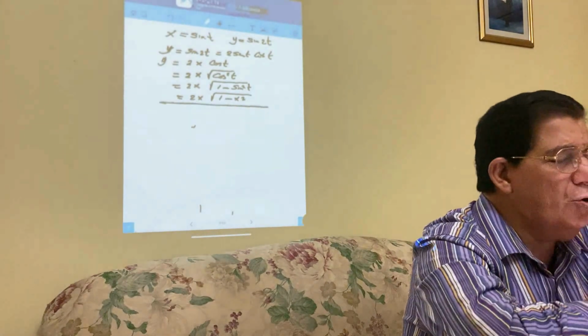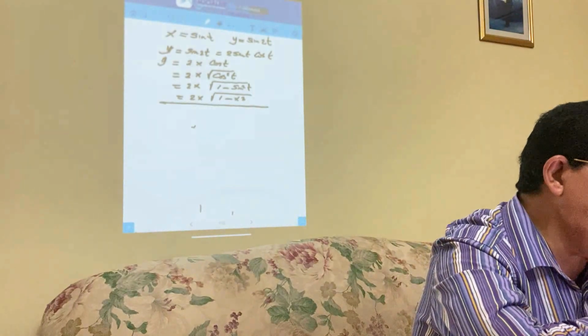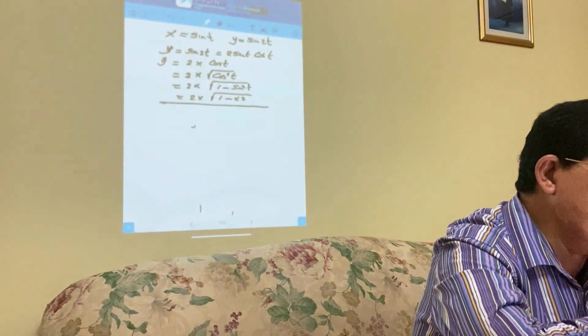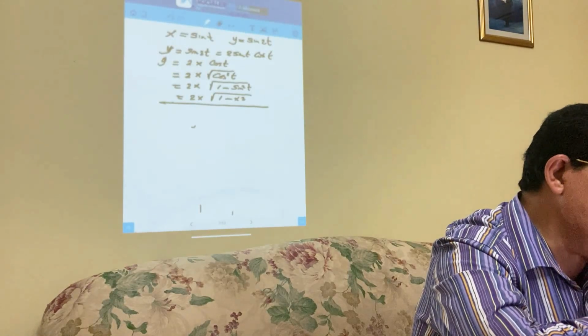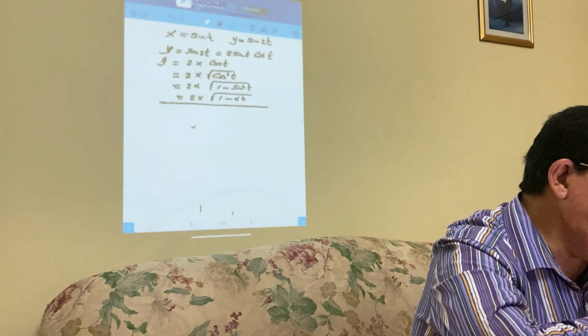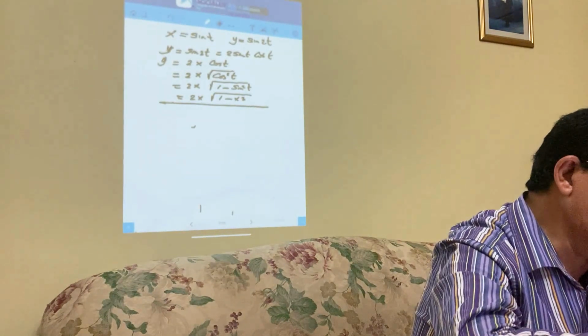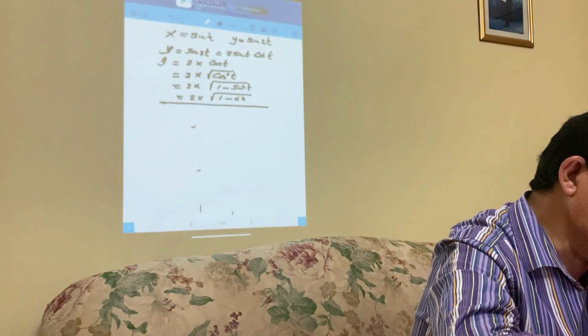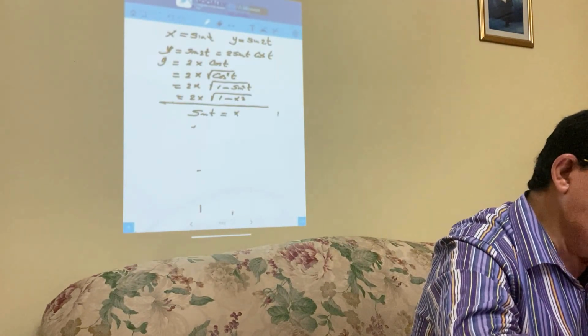There is another way that can be used in such problems, which may be an easier way. When you don't find a direct relationship, what you do is you take the simpler equation, sine t, and you say sine t equal x, and you draw a triangle.